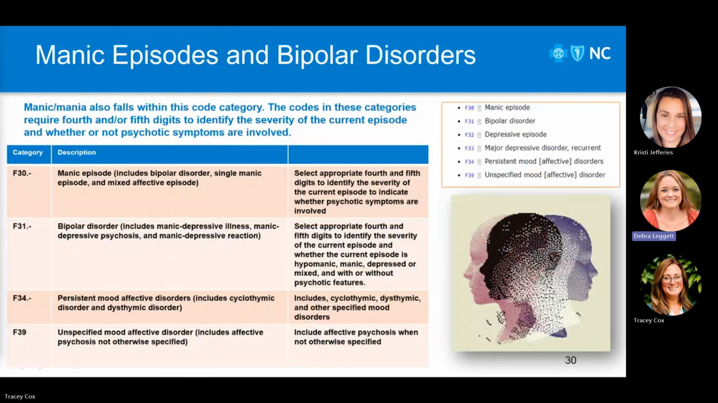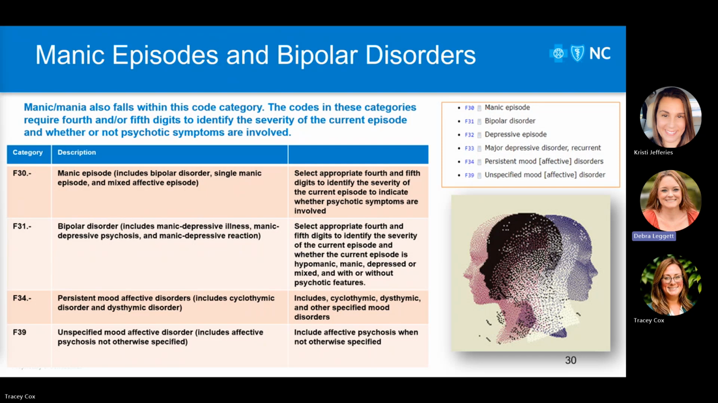Let's now take a look at the F30 codes. These include manic episodes, or mania. There is a reminder in the slide of the F codes we've discussed already. The F30 codes require fourth and fifth digits to identify the severity of the current episode and whether or not psychotic symptoms are involved. A manic episode may be elevated, expansive, or irritable in nature. Manic episode mood changes typically last for at least a week, or if less than a week, are severe enough to require hospitalization.